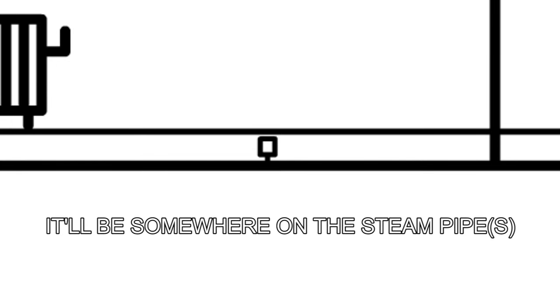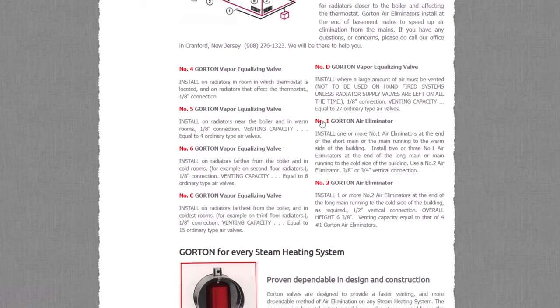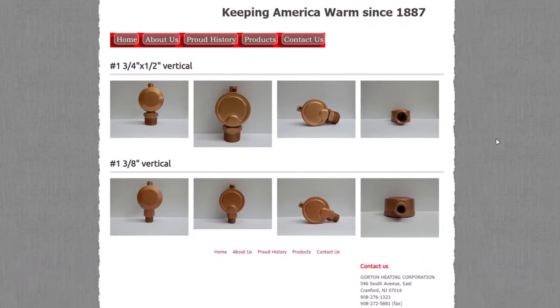To accomplish this, somewhere near the boiler you should have an air eliminator like this one. Make sure that it's functional. You should be able to hear or feel air escaping from it during a boiler heating cycle. If it doesn't, it may be corroded or gunked up. Either clean it out or replace it altogether.